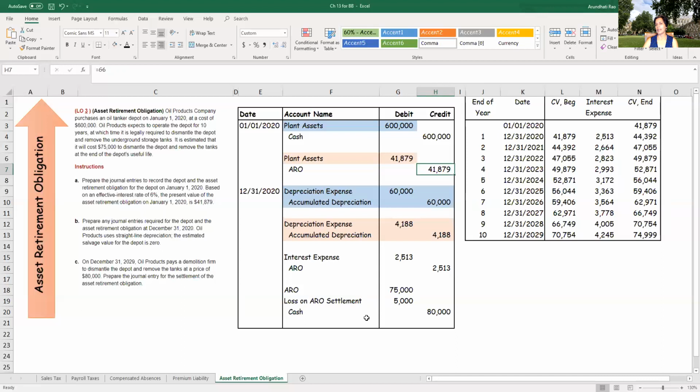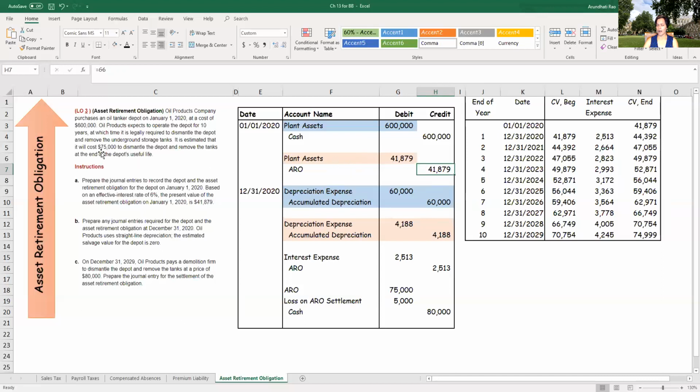Companies were completely ignoring this obligation. I guess they were just hoping and pretending that it was not going to happen. But now that the laws have become a little stricter, the environmental laws, companies are being forced to show this obligation in their books, asset retirement obligation.